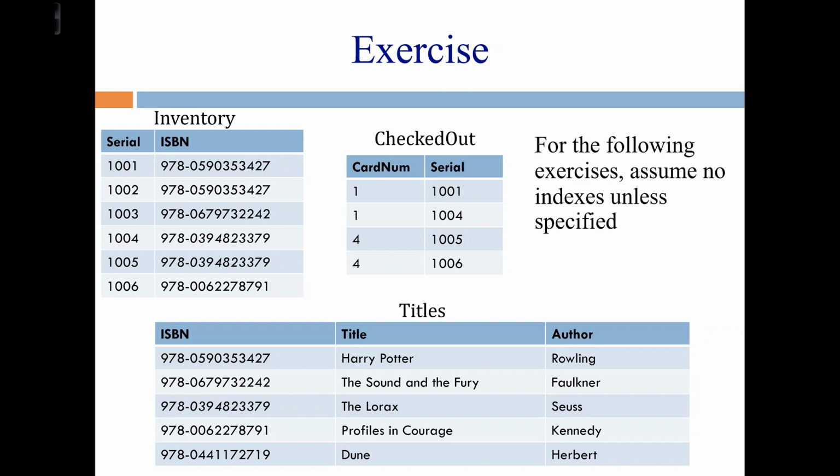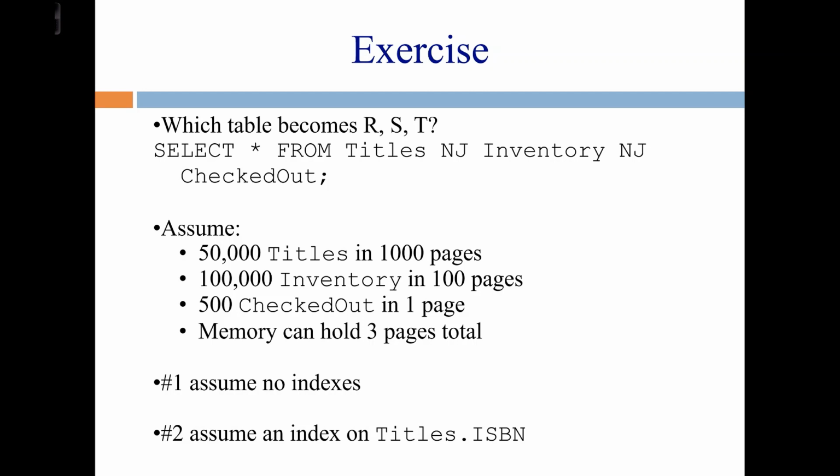So for the next few exercises, let's look at these three tables from the library, and let's assume there are no indexes on any table or any column unless specified. So even the primary index, let's assume that there's some hidden column that's the primary index, so it's not going to help with any query. So the query we want to do is just titles, natural join, inventory, natural join, checked out. So just join the three tables.